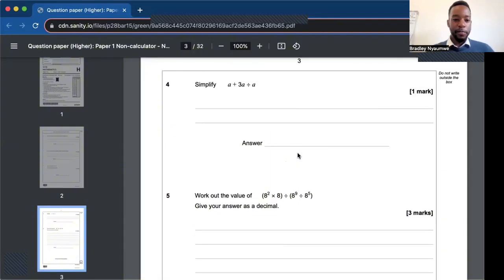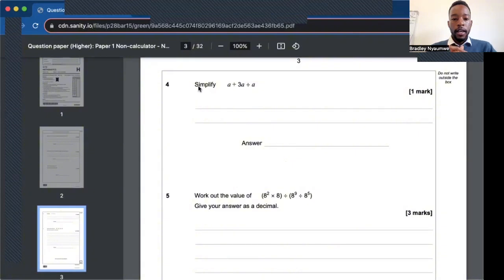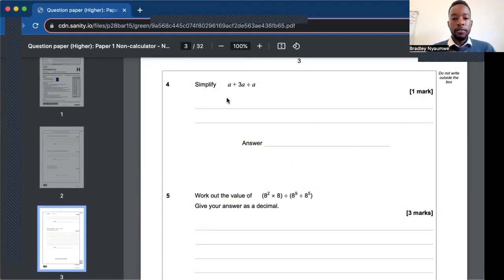Let's start with question 4. So let me get my annotating pen. Simplify a plus 3a divided by a. Again, the question is 1 mark, so it's simply asking you for the right answer. All you have to write is the right answer. That's all that's required. Obviously, when it comes to this, we still have to apply the rules of BIDMAS: brackets, indices, division, multiplication, addition, subtraction.